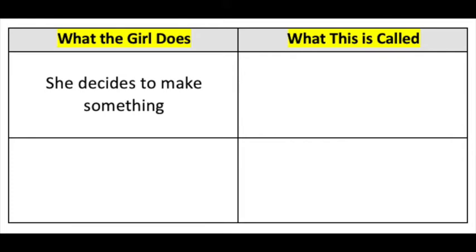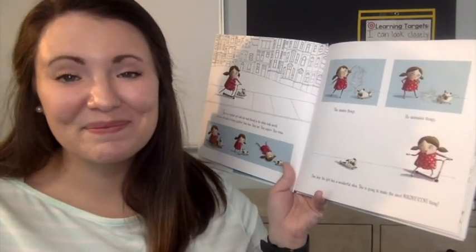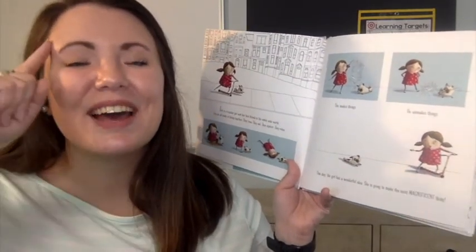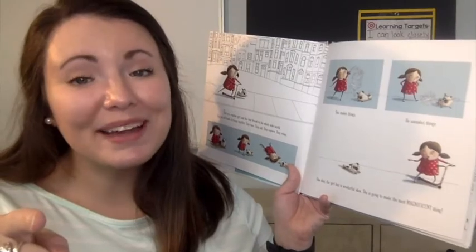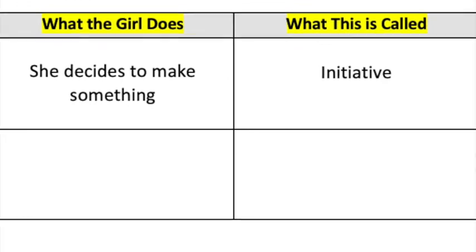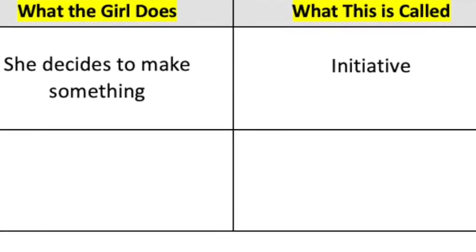Now, what is this called when you decide to do something and you do it? Can you think of a word that means you decide it and you do it? That's right. We call this initiative. Can you do that with me? Initiative. The girl in our text is showing initiative. She decides to make something, and she does it. Let's keep reading to see how else she completes her magnificent thing.